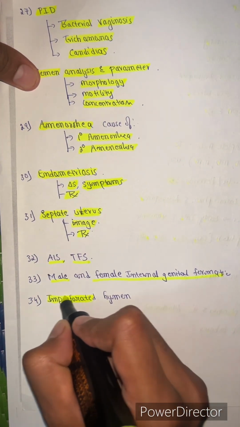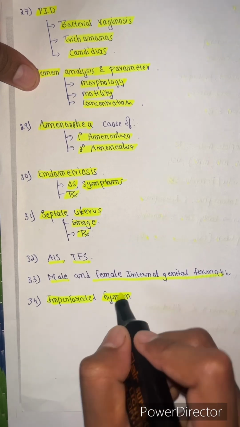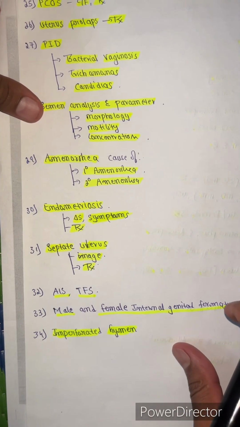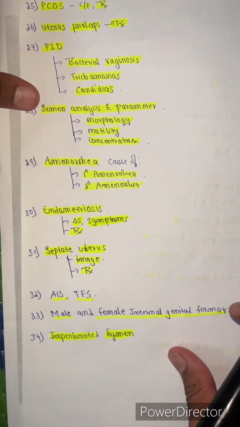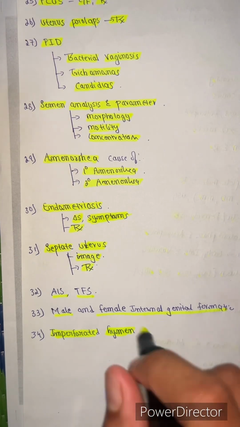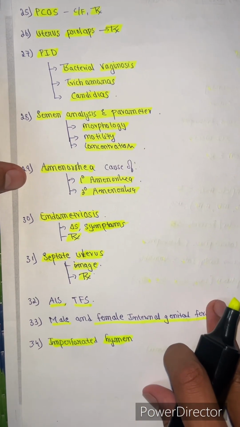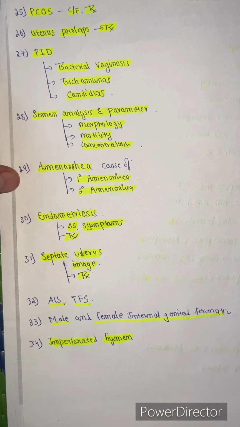Then again, one important topic is imperforate hymen. This is also very important. Know about that. Maybe they can give the image also. Maybe they can also give a case scenario where you should be able to identify imperforate hymen.